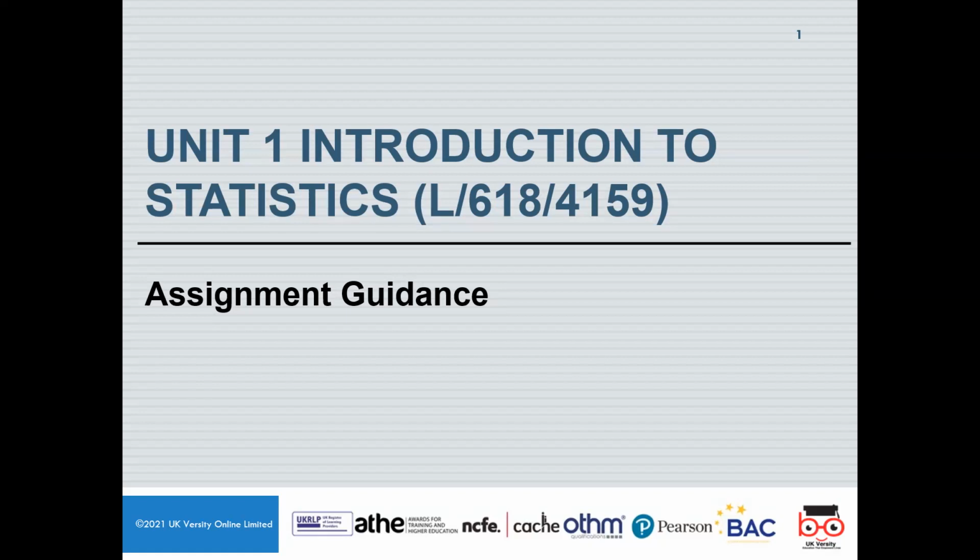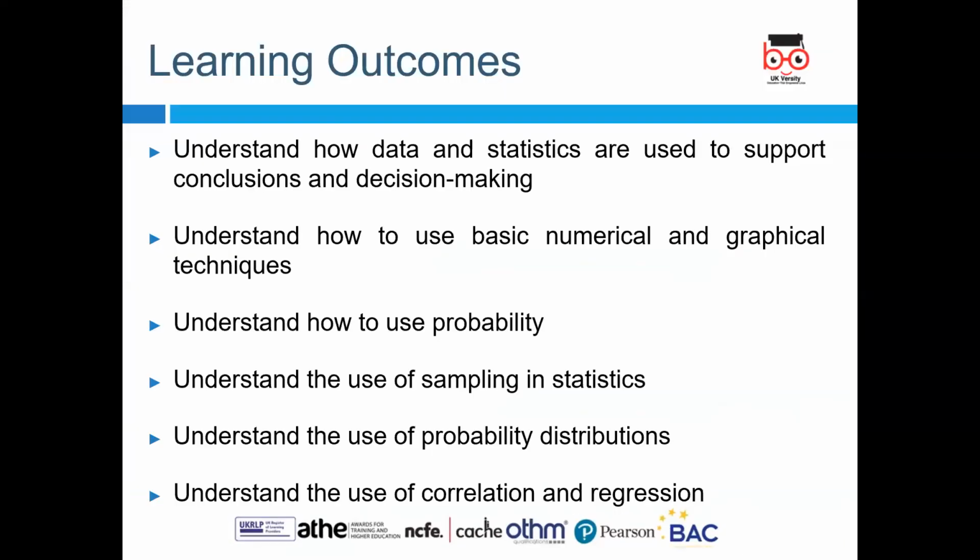Statistics module. So we have already covered the following learning outcomes, which include to understand how data and statistics are used to support conclusions and decision making, to understand how to use basic numerical and graphical techniques, to use probability, sampling, and probability distribution, and how to use correlation and regression.